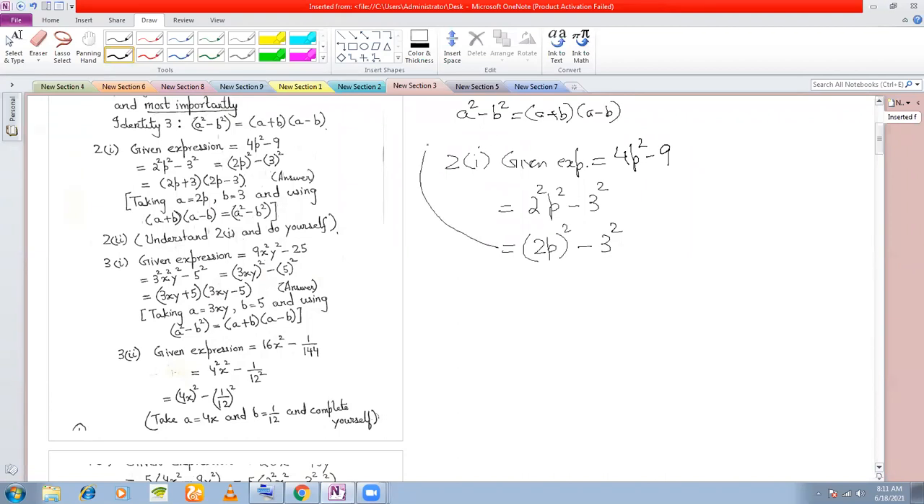This is the identity a square minus b square is equal to a plus b into a minus b. Now if you compare this with this, you see that a here is 2p and b here is 3, right? Since this is of the form a square, and you see definitely a minus sign here, this is of the form a plus b into a minus b. So a here is 2p plus b here is 3 into a here is 2p minus b. So that means now we have got two factors, 2p plus 3 and 2p minus 3. Therefore this expression has been factorized into two factors, 2p plus 3, 2p minus 3. Okay. Let us see the next one.